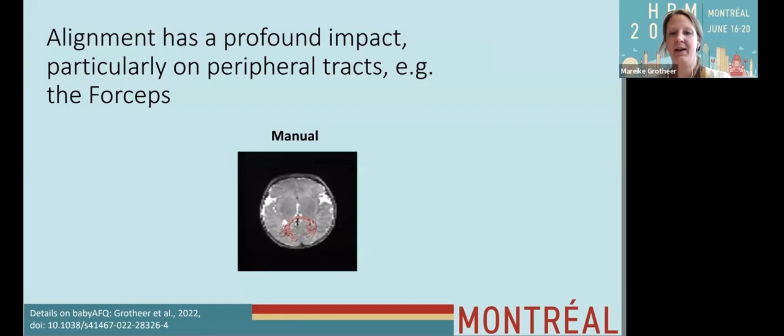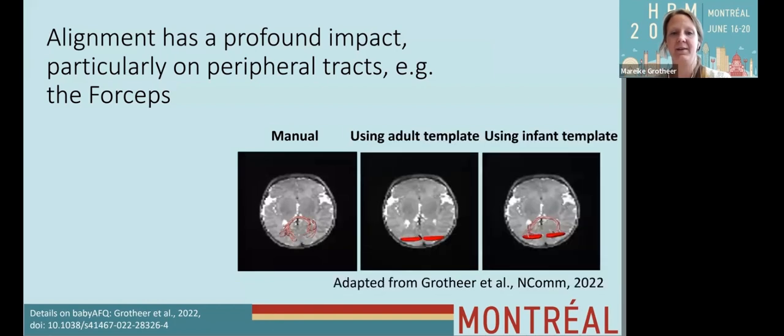Here you see such a comparison for one example bundle, the forceps major, which is a bundle that connects the two hemispheres of the brain. As you can see in this example, using an infant template works much better for identifying the bundle than using an adult template. In fact, in this infant, you can't even find the bundle at all when trying to align to the MNI brain. There's now a new version of AFQ called Baby AFQ, which has this different alignment approach built in. Baby AFQ is available both for MATLAB and for Python.